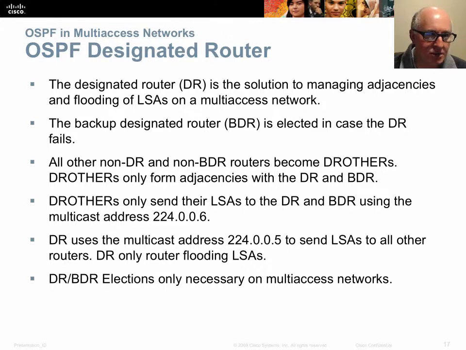Then my DR would turn around and send that out to the other DROthers in the area using 224.0.0.5 to allow all the others to know about it. This is just a really nice way to handle scalability issues with multi-access network segments. And so DR and BDR elections are only necessary on these multi-access networks.